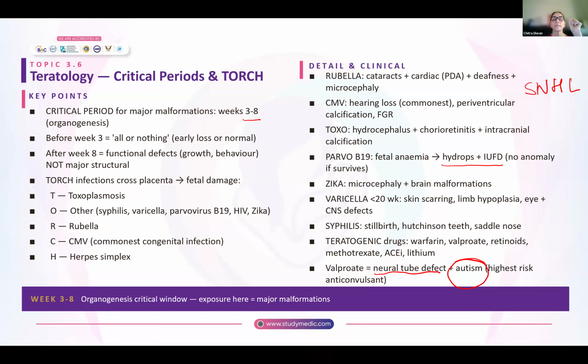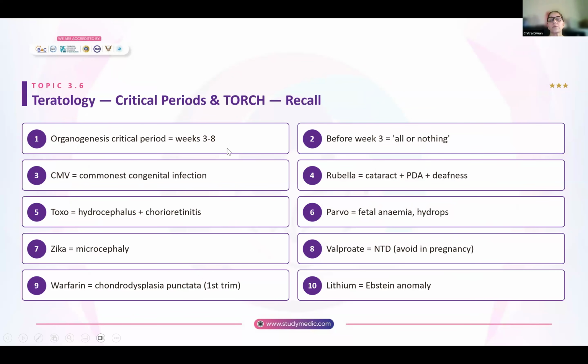Any insult to the growing fetus or embryo at this point of time gives rise to major malformations. Prior to week 8, you have what is called the all or none phenomenon. After 8 weeks, there will be only functional defects. But between week 3 to week 8 is the most critical period, because at that time you have formation of all the major systems. So the organogenesis critical period is week 3 to 8. Before week 3, you have all or none.